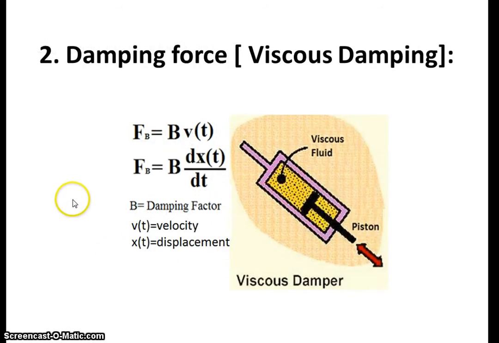The next component will have a reaction force. We call it the damping force, denoted by Fb. And damping force will just be equal to the damping factor B times the velocity, which we know is equal to the first derivative of displacement with respect to time. So v represents velocity and x of t represents displacement.